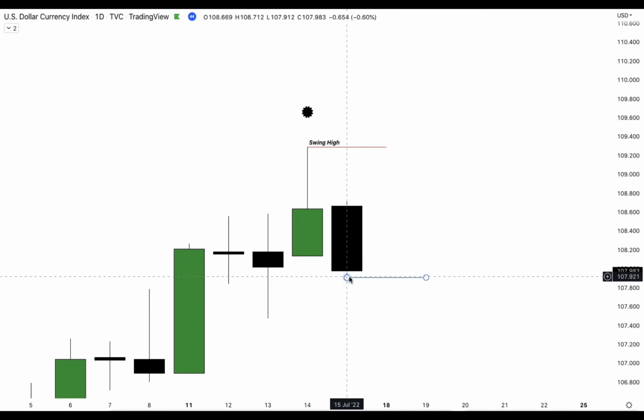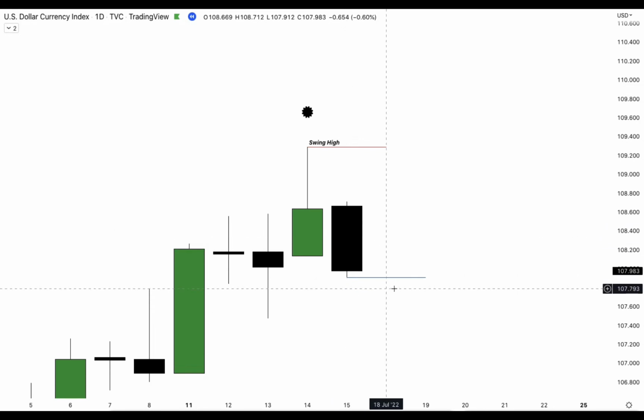That's it. Now, that does not mean the next daily candle is going to break its low. It's whatever daily candle breaks its low that we're going to be targeting. That's the last step. So let's see what happens after this.